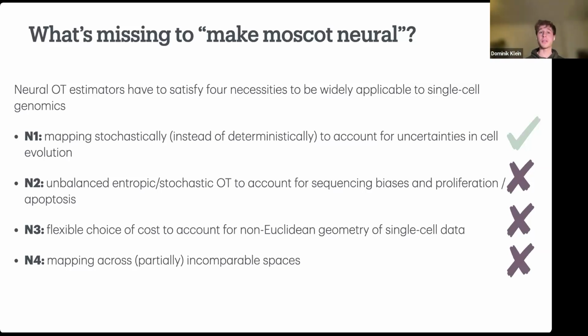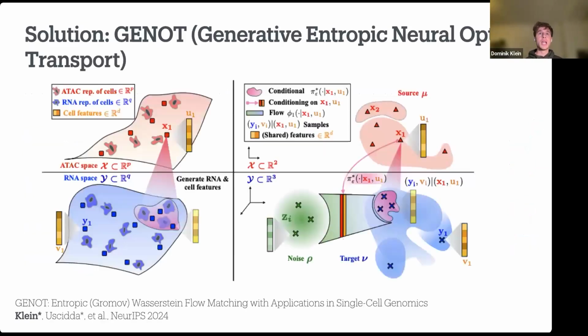And finally, and very importantly, we want to map across incomparable spaces. So we also want to incorporate the Gromov-Wasserstein idea and the fused Gromov-Wasserstein idea, because as we saw in moscot, most of the problems are actually Gromov-Wasserstein or fused Gromov-Wasserstein. But this didn't exist either. So in a paper at NeurIPS last year, we introduced GENOT, which is entropic Gromov-Wasserstein flow matching, and had a few applications to single-cell genomics where we show that what we do with moscot, like trajectory inference, perturbation modeling, and translation of modalities, we can also do using neural optimal transport.